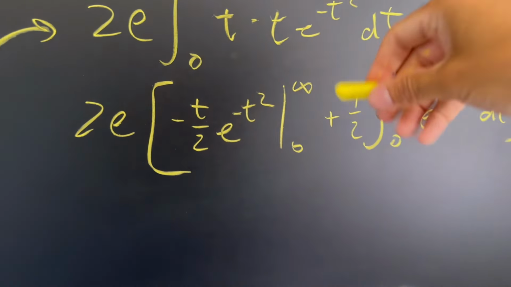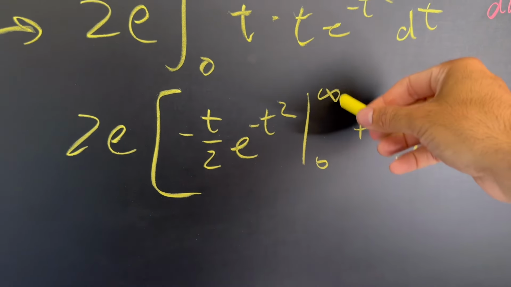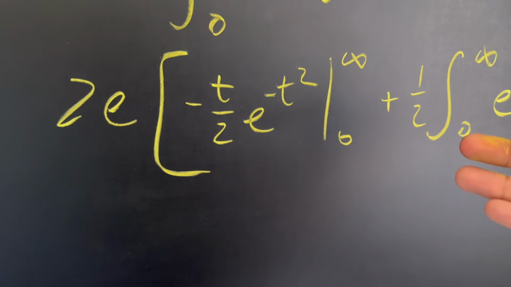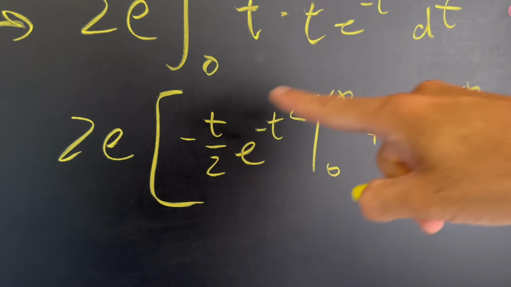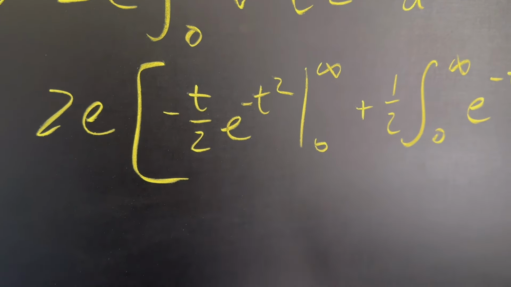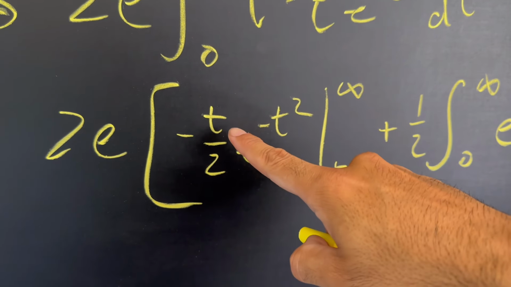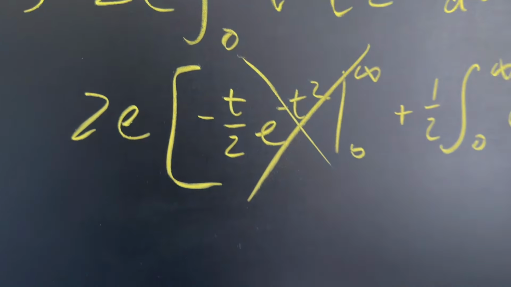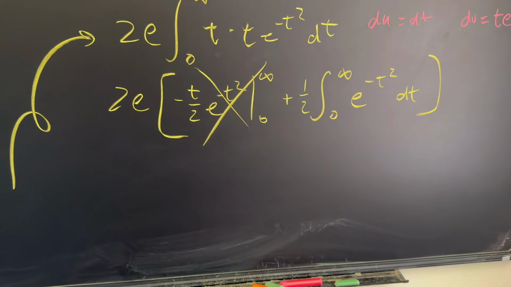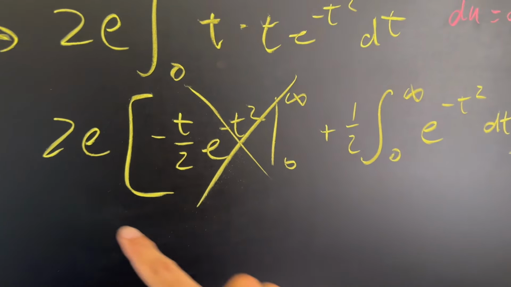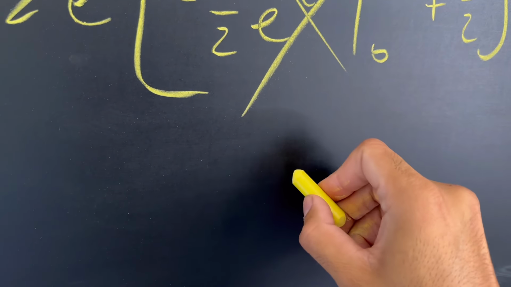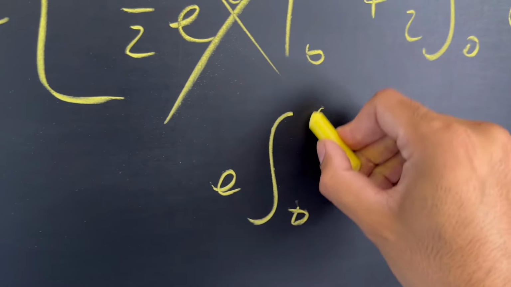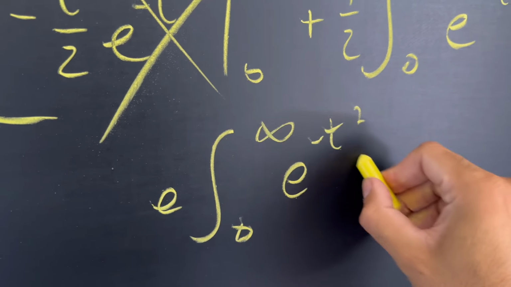Okay, let's go ahead and implement the first fundamental theorem of calculus here. When you plug in infinity, you're technically approaching negative infinity. I invite you to see why that's going to be 0 as it approaches infinity. So that's going to be done. And then when you plug in 0, that's going to go away. So this entire thing is just 0. The last thing I'm going to do is distribute this 2e to this 1/2, and that's going to give me just e times the integral from 0 to infinity of e to the negative t squared dt.